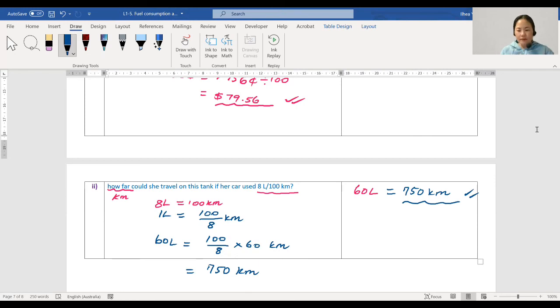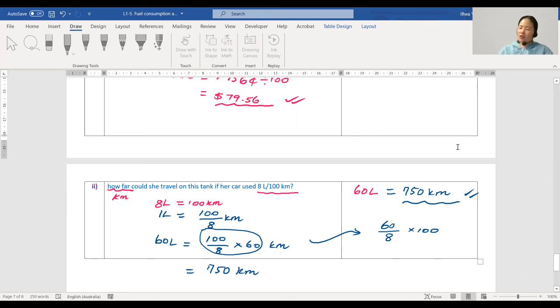You could also do 60 divided by 8 equals 7.5 times 100. That's the same thing. I didn't realize. Yeah, 60 divided by 8 times by 100, that's the same as this. It doesn't really matter. That's the beauty of the times, isn't it? You do 100 times 60, 60 times 100, same thing.